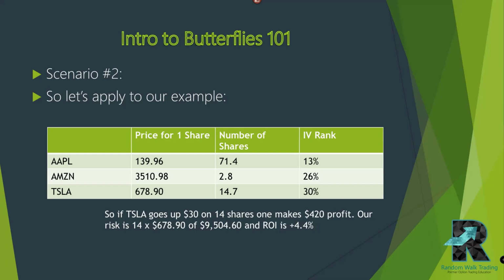And so the example here is if Tesla goes up $30 and we had 14 shares, you're going to make $420 profit based upon the price. Your risk is going to be those 14 shares times roughly $680. It's going to be $9,500, which is a no-no. We said we don't want to put all of our money into one trade. And your ROI is going to be about 4.4% just from buying the stock.